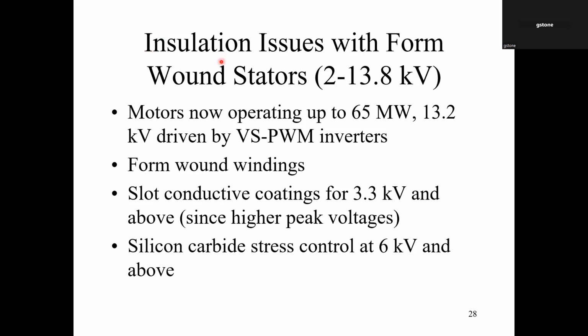Okay, now let's deal with form wound windings, which are typically 2 kV and above, but almost all wind turbines also contain form wound windings in both their rotor and stator windings. Okay, so these motors are now getting very large for LNG compression applications, at 65 megawatts. I think they're up to 85 megawatts now. The form wound windings.